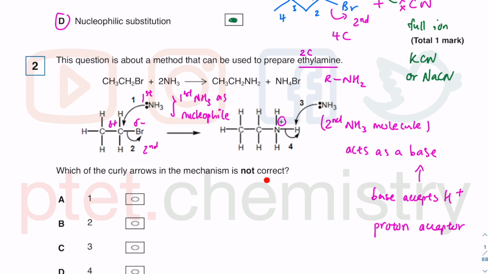So which of the curly arrows is not correct? The NH3 wants to accept the H plus, so the wrong one will be this one here, because it should be from the 2 electrons in the covalent bond going back to the nitrogen, such that you will get CH3CH2NH2 like this. Trigonal pyramidal with 3 bond pairs and 1 lone pair, 107 degrees. So curly arrow number 4 is actually the mistake there.